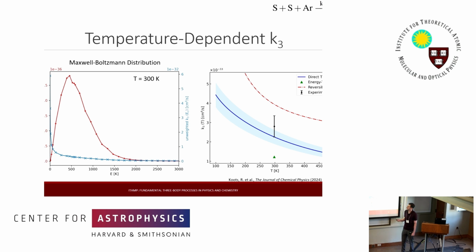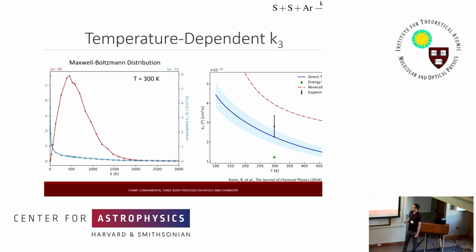So we convert our energy-dependent rates to a temperature distribution using the Maxwell-Boltzmann distribution. Here's just one example at 300 Kelvin. Then we integrate under this curve for each temperature, and then we can define a temperature-dependent rate over some range of temperatures.